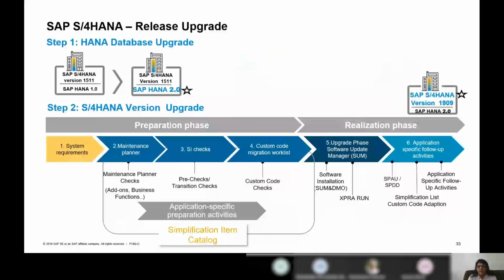After having all this information, I'm a customer who is on 1511. Of course, the customer who is on 1610 still has 1 year. For a customer who is on 1511 and targets to complete his upgrade project by the end of this year, the steps involved are first, database upgrade, and second, S4HANA version upgrade. All the customers right now who are on 1511 are on HANA 1.0 because the initial release of 1511 was done on 1.0.